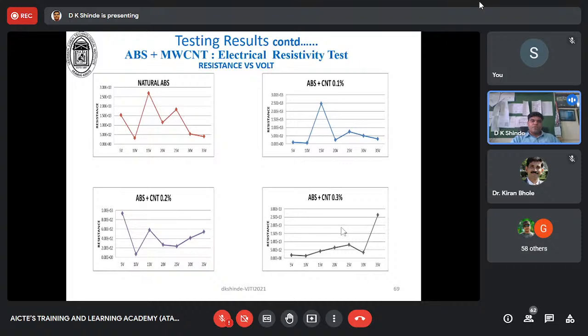So it has been shown with different temperature and voltage for the natural, 0.1, 0.2 and 0.3 on this graph, and the same has been compared in the coming few slides.